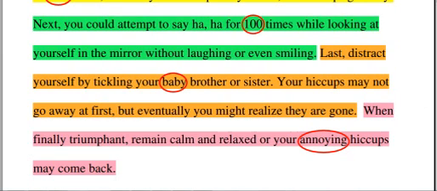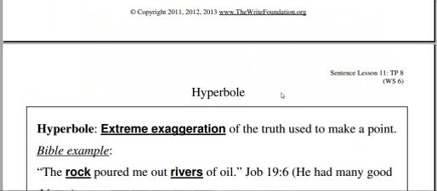Okay, next we are going to be moving on to similes and hyperboles. This is worksheet 6 and worksheet 7. So there are a few things with these that we are going to encounter, but we'll cover that in the next video. So on worksheet 6, we are talking about hyperbole. Hyperbole is the extreme exaggeration of the truth used to make a point.